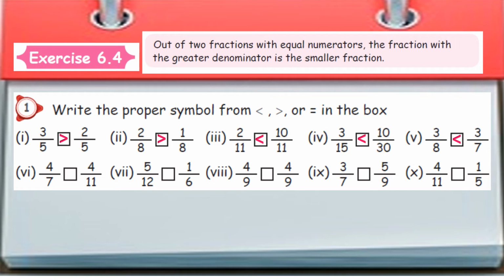Here, look at this numerator. Sixth sum, numerator. See, if the denominators are the same, then we can focus on the numerator, isn't it? But here we have these two numerators the same. Then there is a hint. Directly we can enter it, or else we can change the denominators and do it. See, this is the hint: out of two fractions with equal numerators, the fraction with the greater denominator is the smaller fraction.